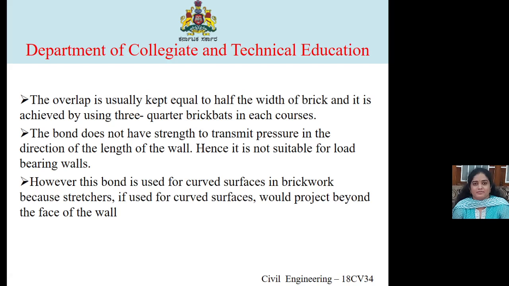So the overlap is usually kept equal to half of the width of the brick and it's achieved by using 3/4 brick bats in alternate courses. The bond does not have strength to transmit the pressure in the direction of the length of the wall, hence it is not suitable for load bearing walls. However, this bond is used for curved surfaces in brickwork because stretchers, if used for curved surfaces, would project beyond the face of the wall.